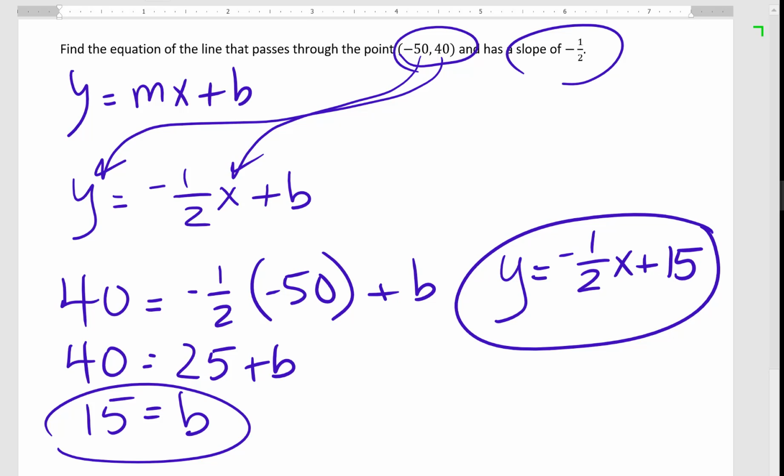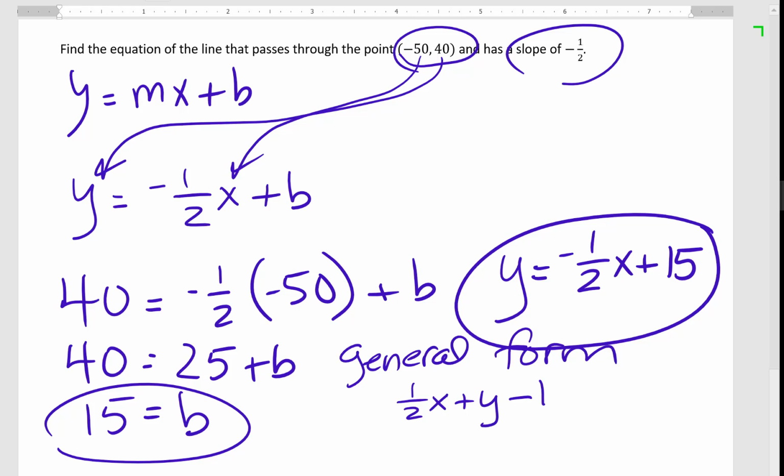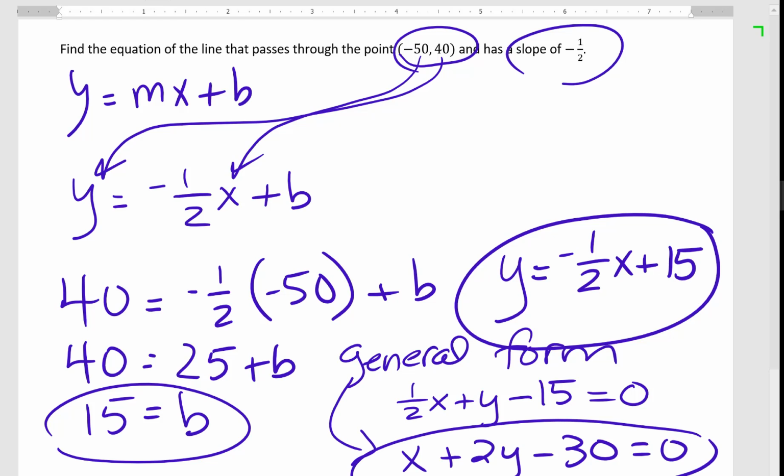And you also want to have your x term first, your y term second, and your constant last. All right, so if we wanted to change this to general form, which we don't have to unless the problem says to, we'd move everything to the left, so we'd have 1/2 x plus y minus 15 equals 0. And now since I don't want any fractional coefficients, I'm going to multiply the whole thing through by 2, which would be x plus 2y minus 30 equals 0. So that would be the general form of that equation.